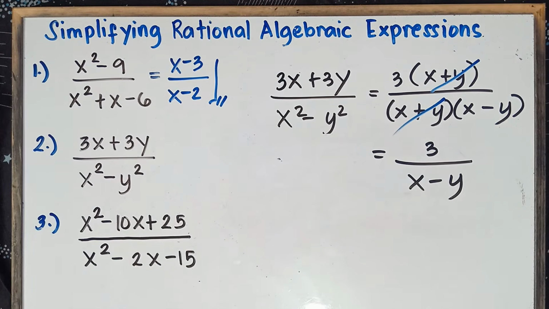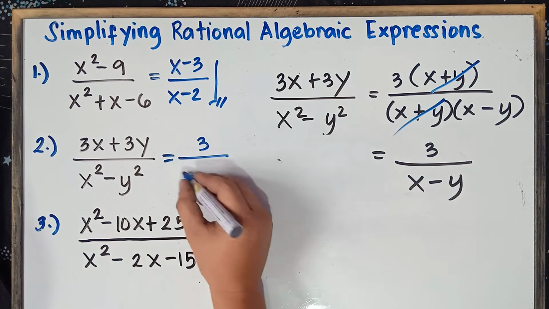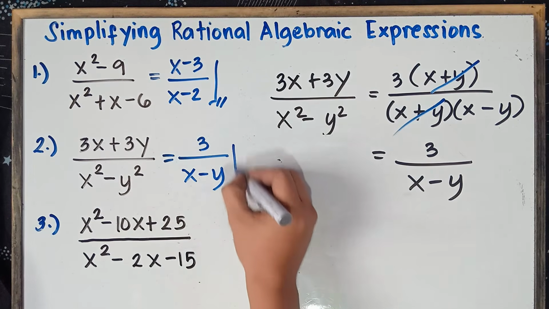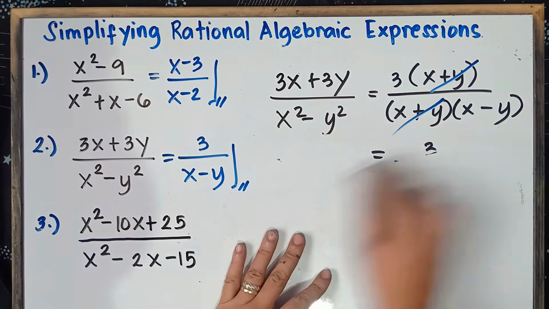All set, class. That's it, class. That's the answer with regards to example number 2. So, we have 3 over x minus y. All set. Alright, so let's proceed now to example number 3.